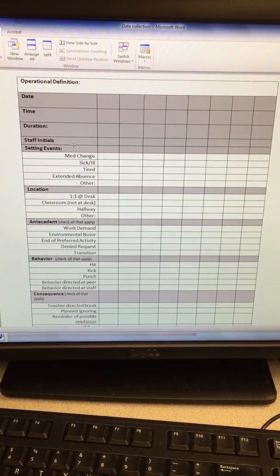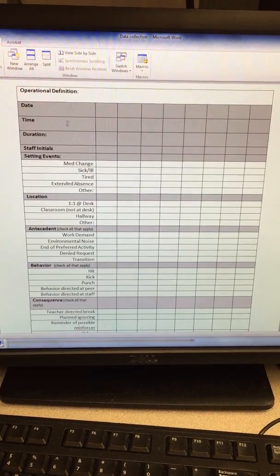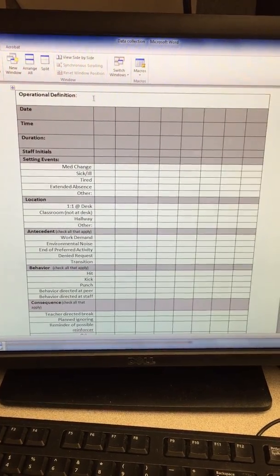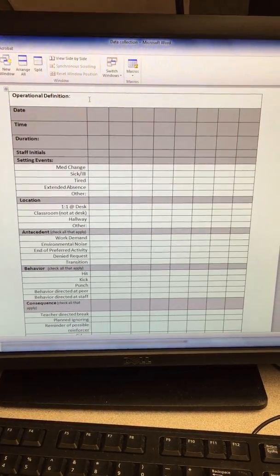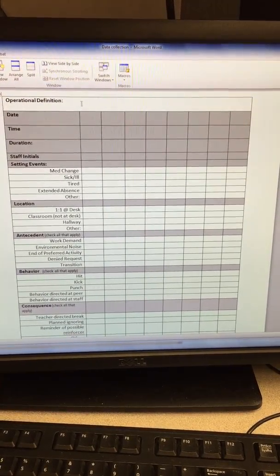Hey guys, so this is the data collection sheet that I am recommending that you use. So you can go ahead and put your operational definition of your target behaviors up at the top of the sheet. It's okay to put all of them on the exact same form. That's not a problem at all.